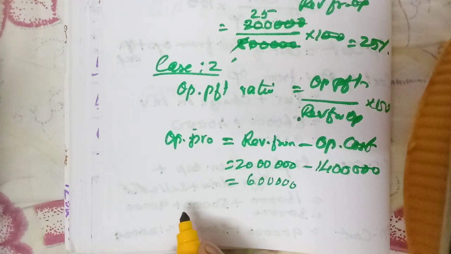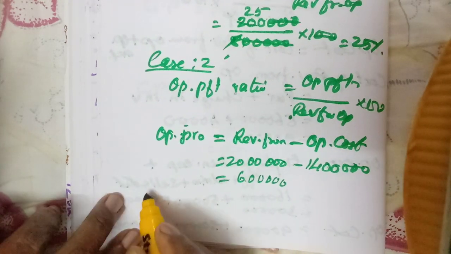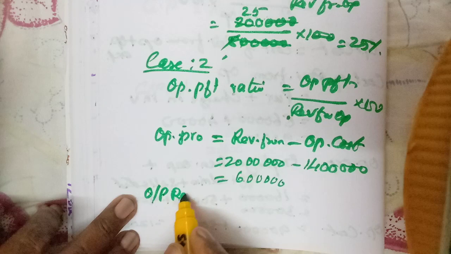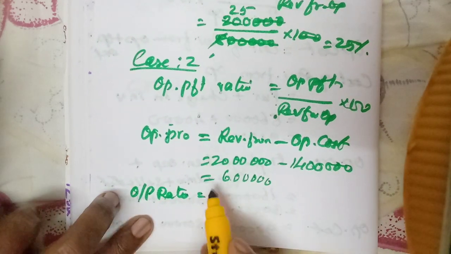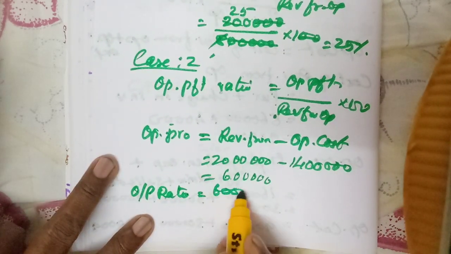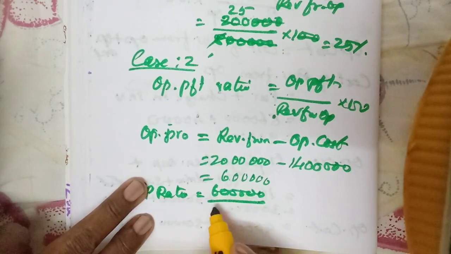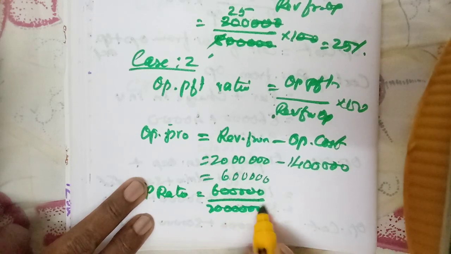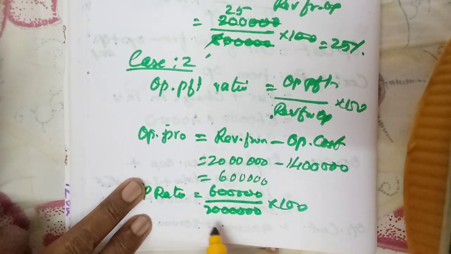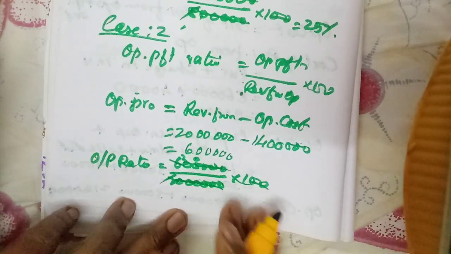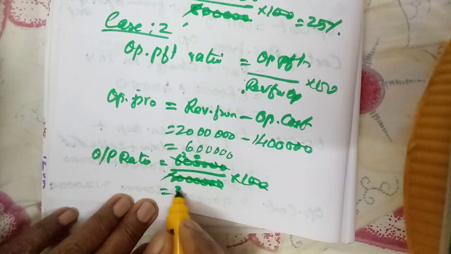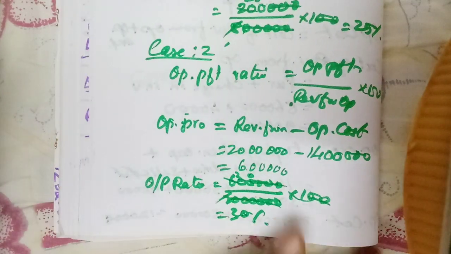So 6 lakh is the operating profit. Now we have to calculate the operating profit ratio. Okay, here what is the operating profit? 6 lakh divided by revenue from operation 20 lakh into 100. Okay, 6 0, 2 3s are 6, 30, isn't it? 30%. Okay, then the case 3.